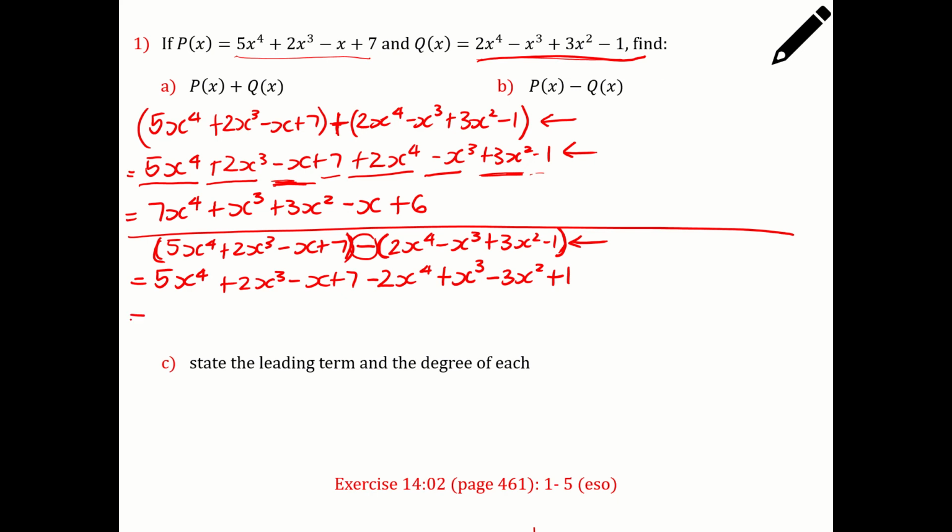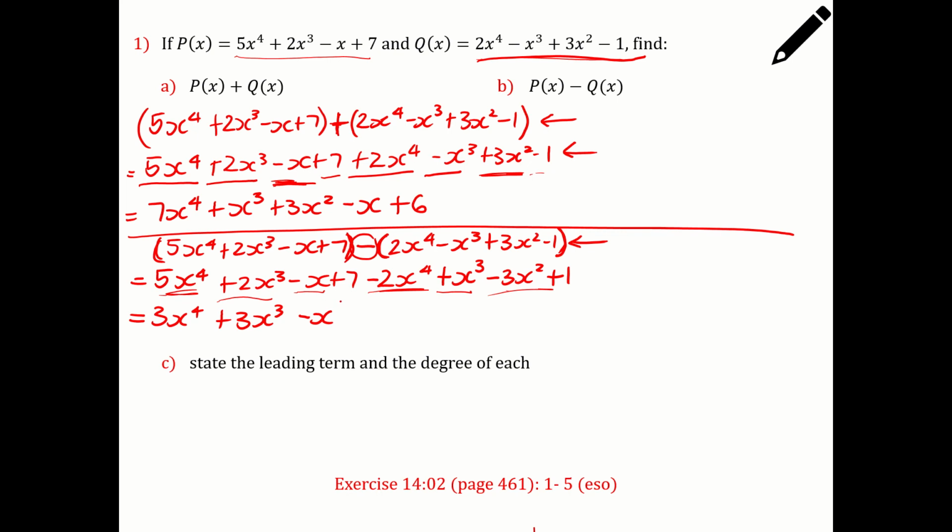Now we're going to simplify, so we're going to look for our leading terms, which is 4 here and 4 here. So 5x to the power of 4, take away 2x to the power of 4, I have 3x to the power of 4. 2x to the power of 3 plus x to the power of 3, I now have 3 lots of x to the power of 3. Okay, minus x, I didn't have any x's over here, so it's going to stay as minus x.